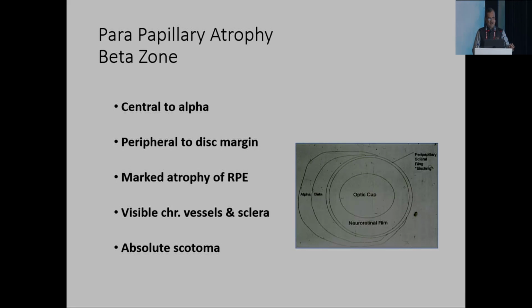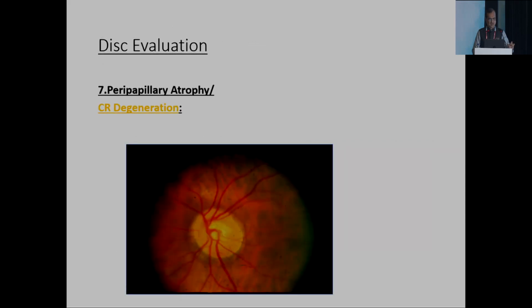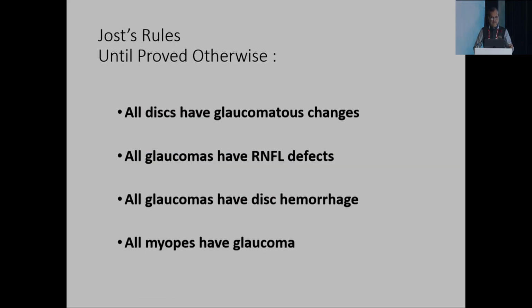It appears as a marked atrophy of the RPE. It is the result of marked atrophy, and then visible choroidal vessels and sclera can be seen in this zone, and this results in an absolute scotoma. The chorioretinal degeneration can give you a general reduction of sensitivity on the Humphrey visual field.